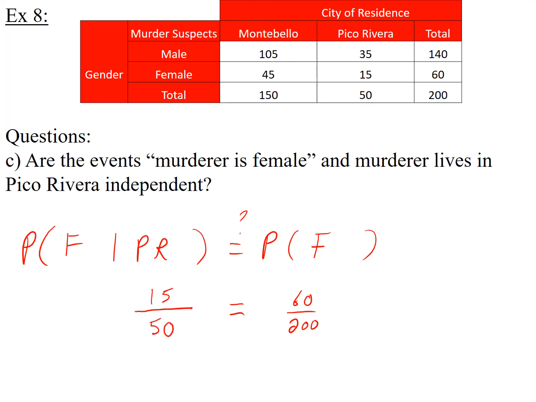And again, if you can't tell if those are equal or not, you put them in the calculator, do it as a decimal, and you're going to get 0.3 here, and you're going to get 0.3 here. Okay, so I wanted to know if they're equal. Now I know. So what's the conclusion? Since I'm running out of room here, let me just go ahead and use the symbols. Murder is female, and murder is from Pico Rivera are independent. They are.